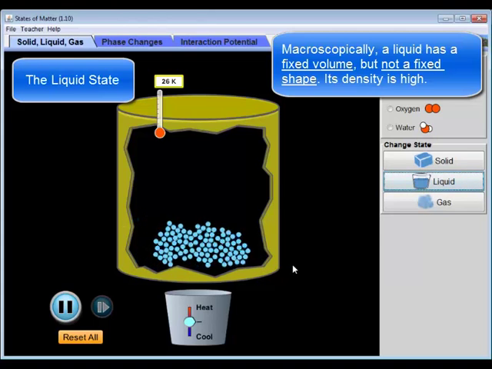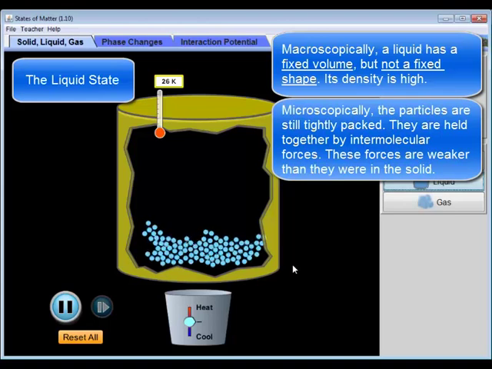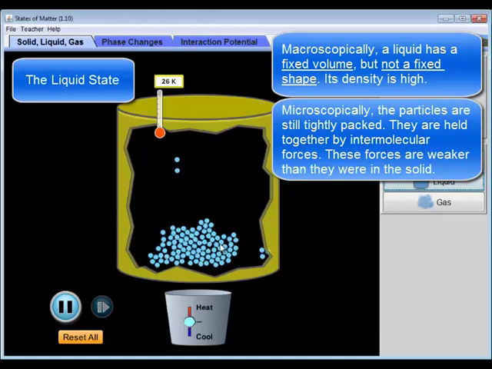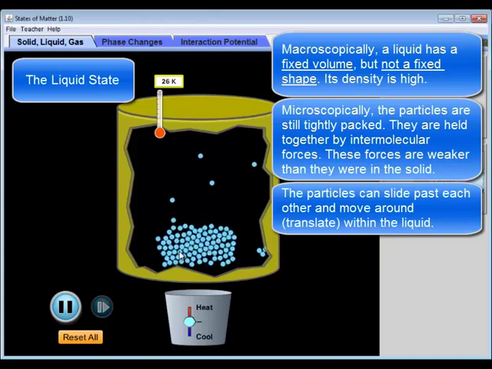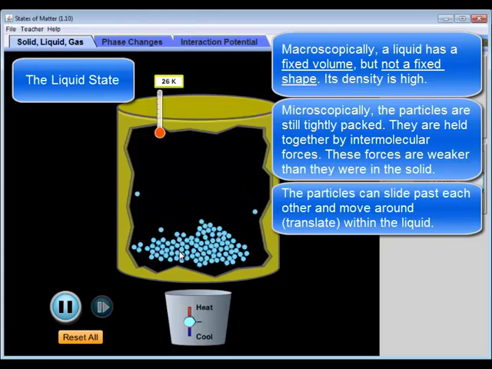Okay, so to explain this microscopically, we can say that the particles are still tightly packed. They're held together by intermolecular forces still, but it looks like the forces have become much weaker. The particles are now free to slide past one another and to move around within the sample of substance that we have, so within the liquid. And so the forces that are holding the particles together are no longer nearly as strong as they were in the solid state.